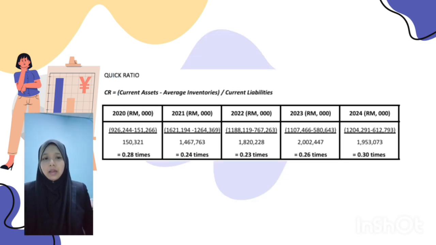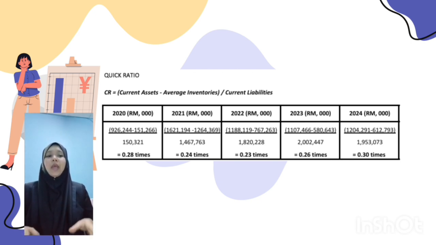Next, let's look at the quick ratio, which provides a more stringent measure of liquidity by excluding inventory from current assets. The quick ratio performance was as follows. In 2020, the quick ratio was 0.28 times. In 2021, quick assets dropped by over 53% while liabilities surged. This led to the ratio falling to 0.24 times.